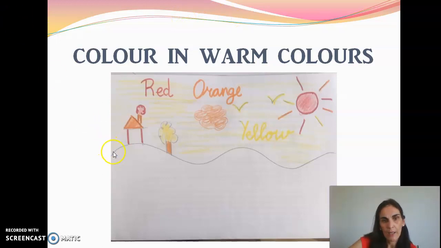Okay, so your task is to draw a landscape. You draw the line of symmetry, and then you draw a landscape on the top part of the drawing, not in this section of the drawing. We will continue next day. You will draw a landscape and you will color it in red, orange, and yellow. Okay? Remember to draw the line of symmetry, draw a landscape and color it.